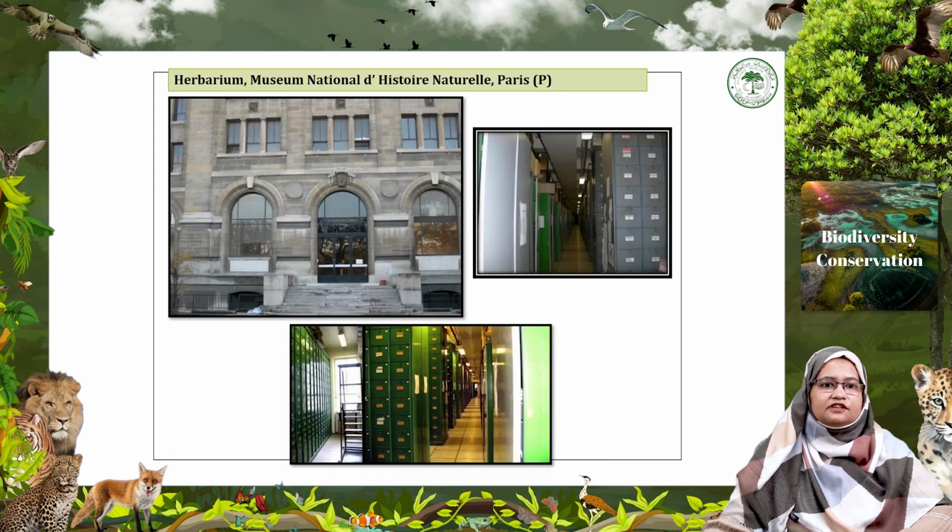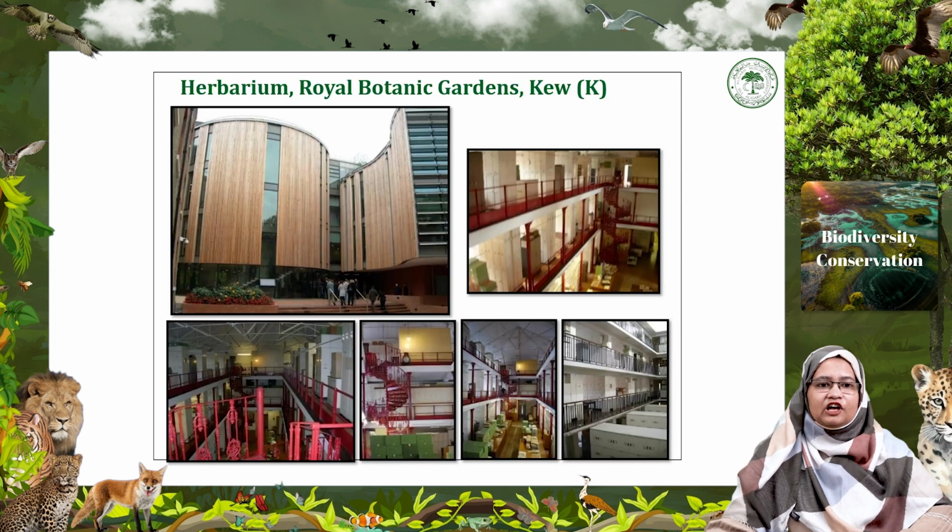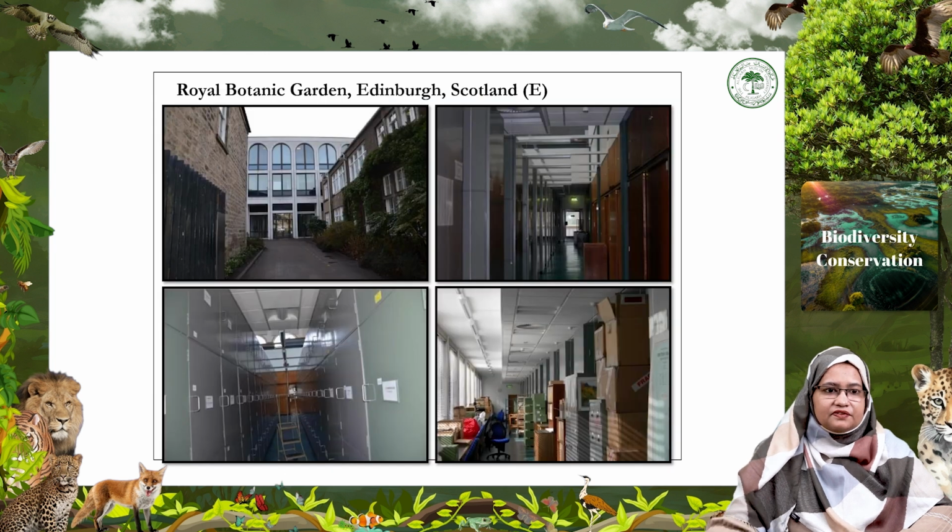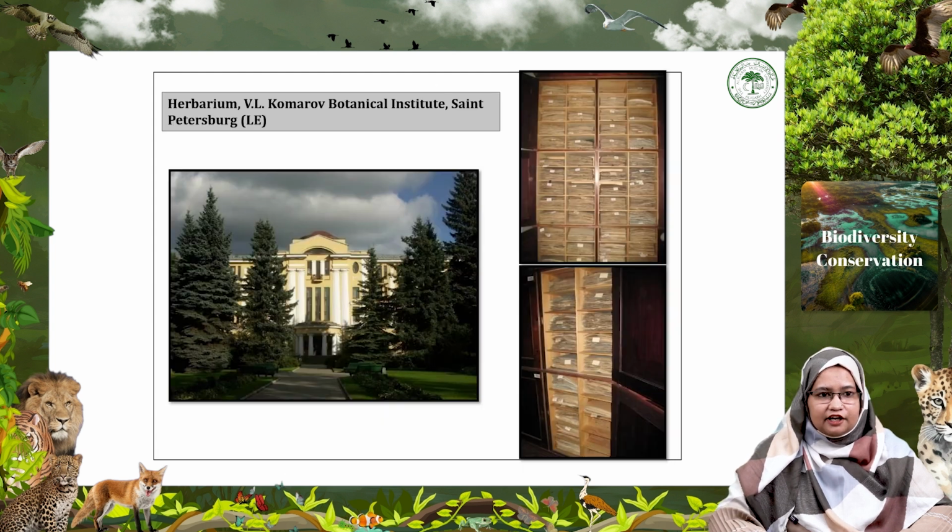As you can see in this image, this is the Museum National d'Histoire Naturelle in Paris, which has the largest number of herbarium specimens in all the world. Then the next one is the Herbarium of Royal Botanic Gardens Kew in England, which has the acronym K. This is the second largest herbarium of the world. Then the next one is showing the Royal Botanical Garden in Edinburgh, Scotland. As you can see in these images, these are the Royal Botanical Garden in Edinburgh.